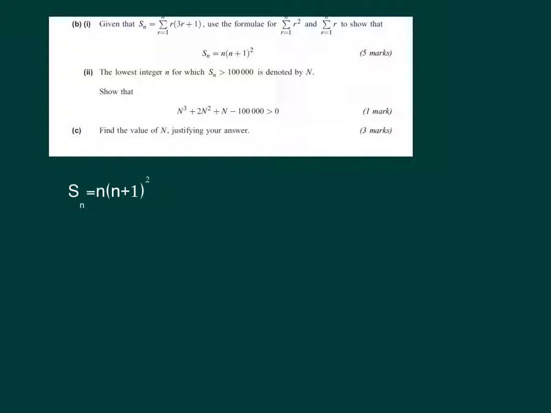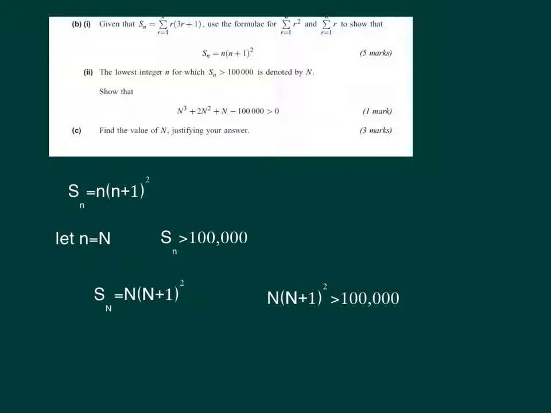Okay, so for the second part, it says the lowest integer for which Sn is greater than 100,000 is denoted by N. Show that. It's only a 1 mark question, there's not going to be much to it. Basically, what is going on here is we're saying when small n equals big N, then we know that the sum is greater than 100,000. So combining these two results together and putting them into this from the first part, we'd get, therefore n bracket n plus 1 all squared is greater than 100,000, and so you can see all we're doing now is expanding that to get the inequality above.